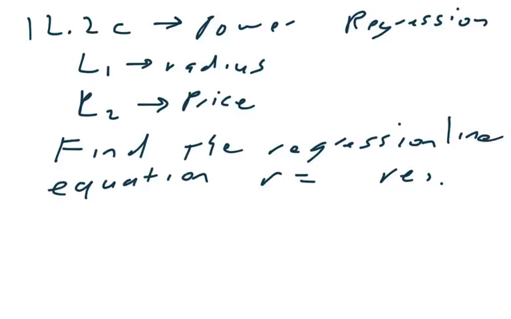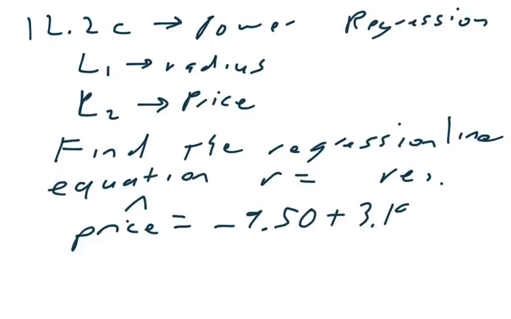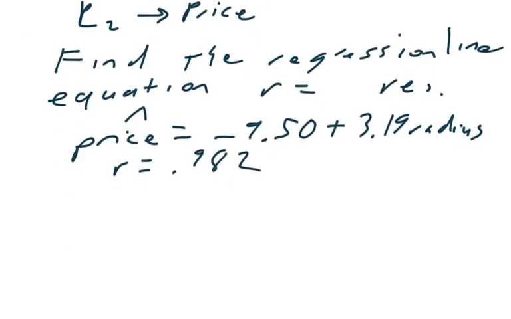Alright, so when you get there, you get price hat is equal to negative 9.50 plus 3.19x, which is the radius, and R is equal to 0.982, which is very good.